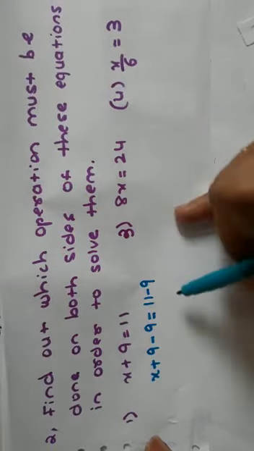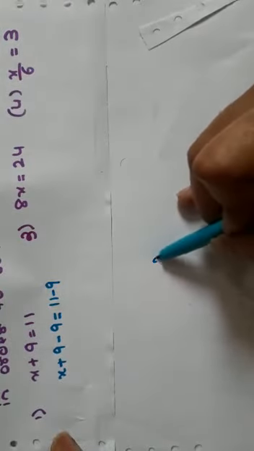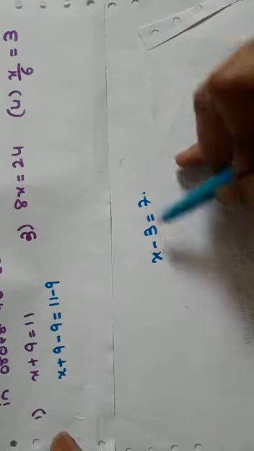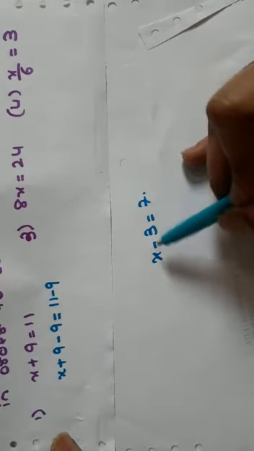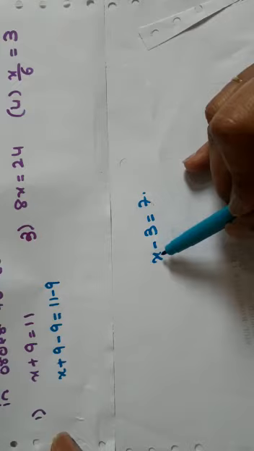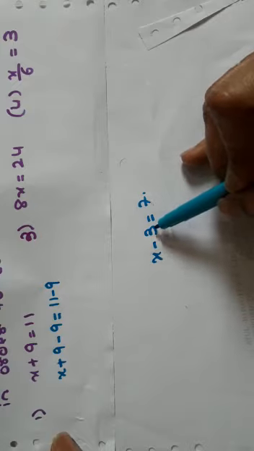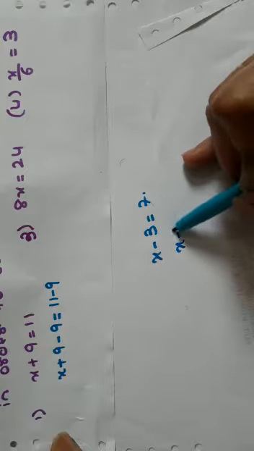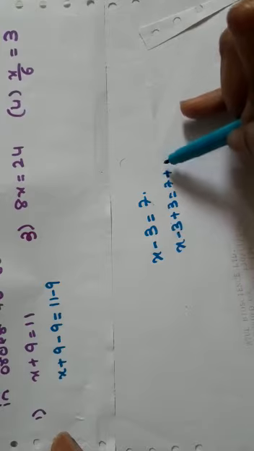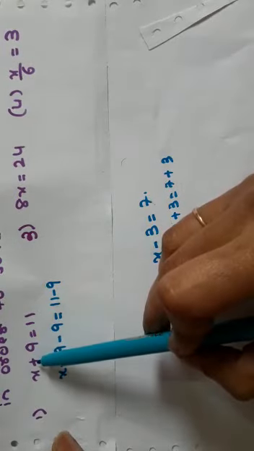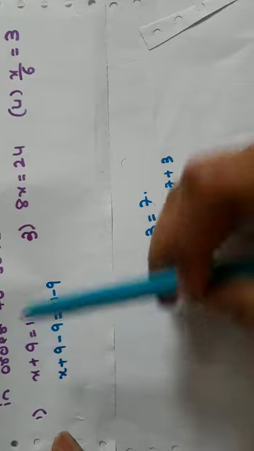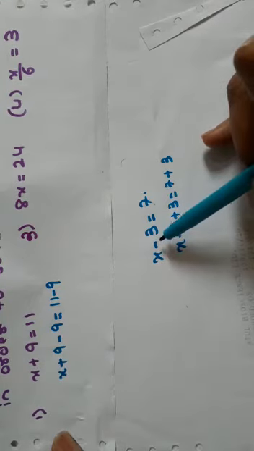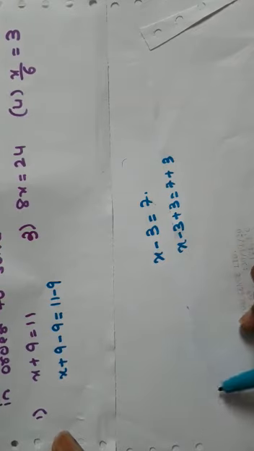Now if the case is x minus 3 is equal to 7. Here to solve this equation means to find the value of x. Here the number 3 is subtracted from x. So to get the value of x, we add 3 to both sides. If it is added, then we subtract the number from both sides. If it is subtracted, then we add the number to both sides. That means if it is addition, we subtract, and if it is subtraction, we add the number.